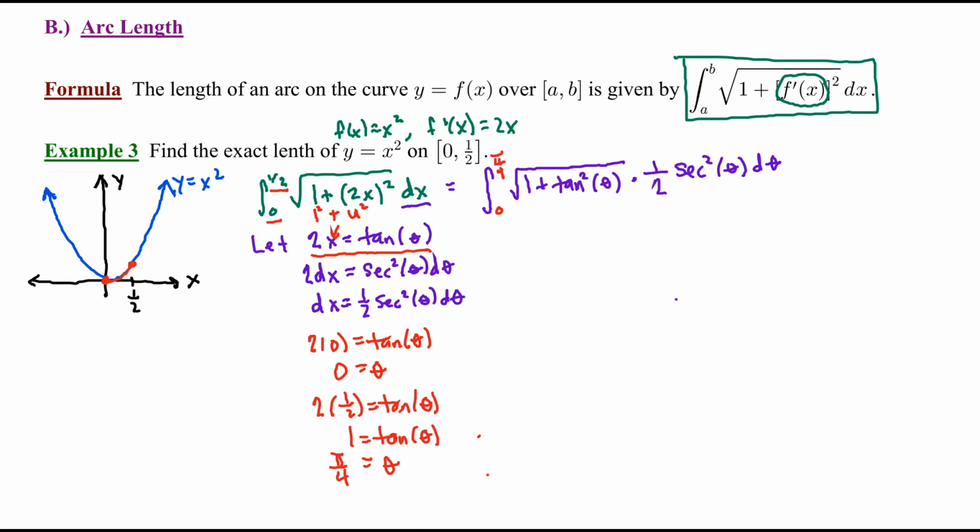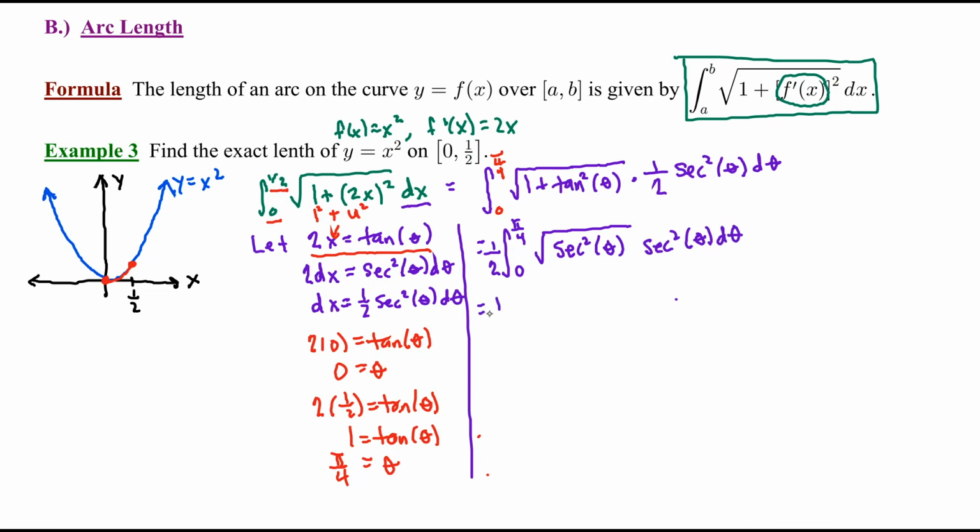Next, we can proceed with simplifying our integrand. We have the integral from 0 to pi over 4. Notice under the radical we have 1 plus tangent squared of theta. If we apply our Pythagorean identity, that's the same thing as secant squared of theta. We've got a factor of 1/2. We can move that out of the way in front of the integral, and we still have secant squared theta d theta. Now, the square root of secant squared of theta is secant of theta, and secant times secant squared is none other than our friend secant cubed of theta.